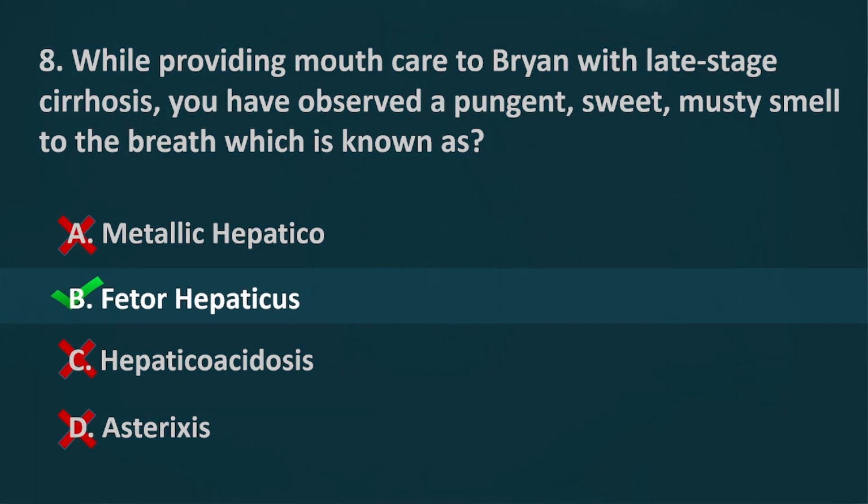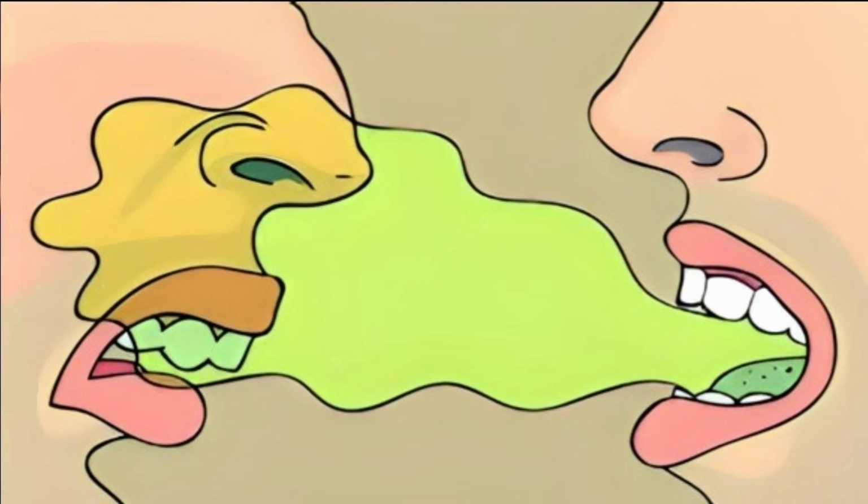The correct answer is letter B, Fetor hepaticus. One of the major effects of liver disease is that the liver may not filter out compounds that contain sulfur. This means they stay in your body, resulting in increased dimethyl sulfide in the air that you exhale, causing Fetor hepaticus.